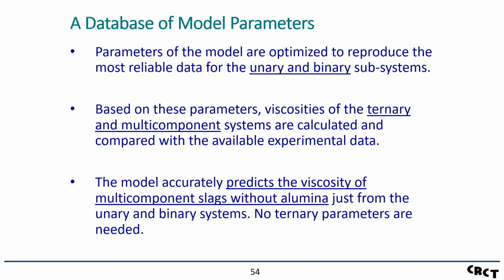Parameters of the model are optimized to reproduce the most reliable data for the unary and binary systems. Viscosities of the ternary and multi-component systems are calculated just from the available data. The model accurately predicts the viscosity of multi-component liquids, as long as you don't have alumina, just from the unary and binary parameters. No ternary parameters are ever required.